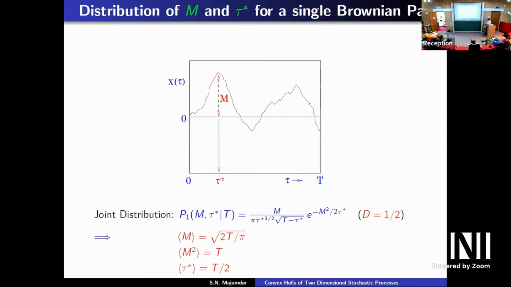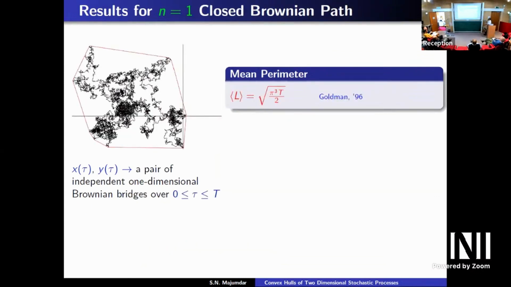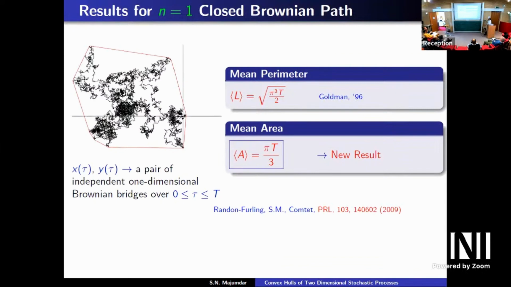If you plug these into the formula that we had, you recover the result, the square root of 8 pi t, which I told you before, which was derived by Takahashi and company by a very different method. And for the mean area, you get back pi t over 2. So this was just a check. For the bridge, for the mean perimeter, we again recover the formula by Goldman. And for the mean area, we get pi t over 3, which is a new result. This was not known before in the maths literature. So this was just for a single Brownian motion.